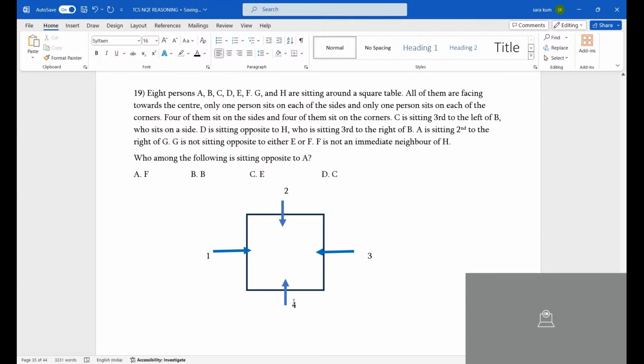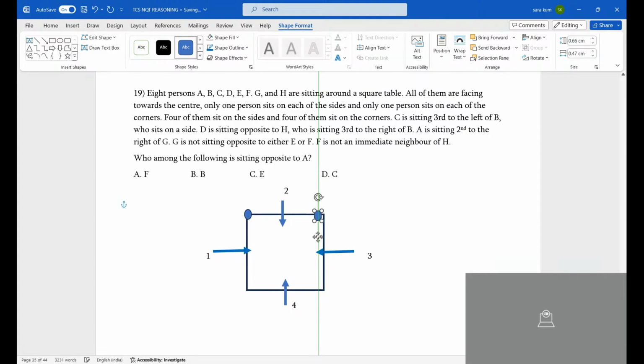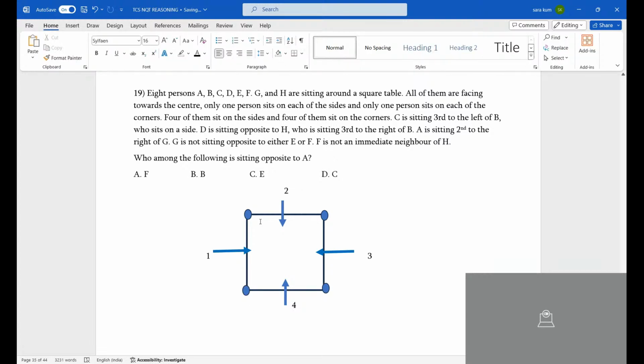What about the remaining four people? They'll be sitting in the corners. So that I'll indicate using a circle. So this is a corner. This here would be another corner. This here would be another corner. This here would be another corner. So this is how it is done. So you will have the remaining four people sitting in these places. So totally now you see how eight people sit around a square. They are all facing the center.